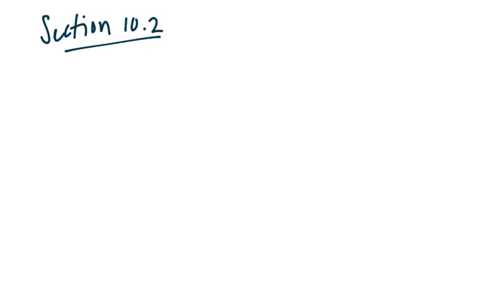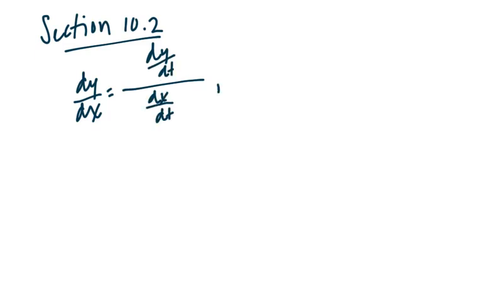Section 10.2 is calculus with parametric curves. So we go back and revisit. The first thing we find is that in order to find dy over dx, we find dy over dt, and then the denominator is dx over dt. This is if dx over dt does not equal 0.